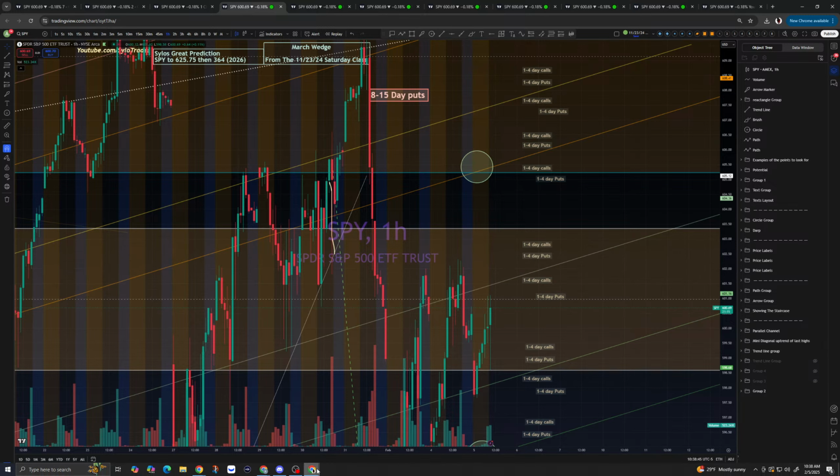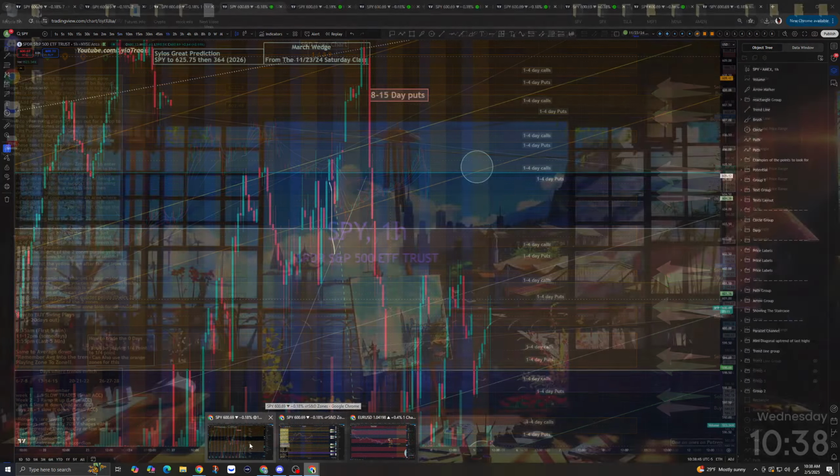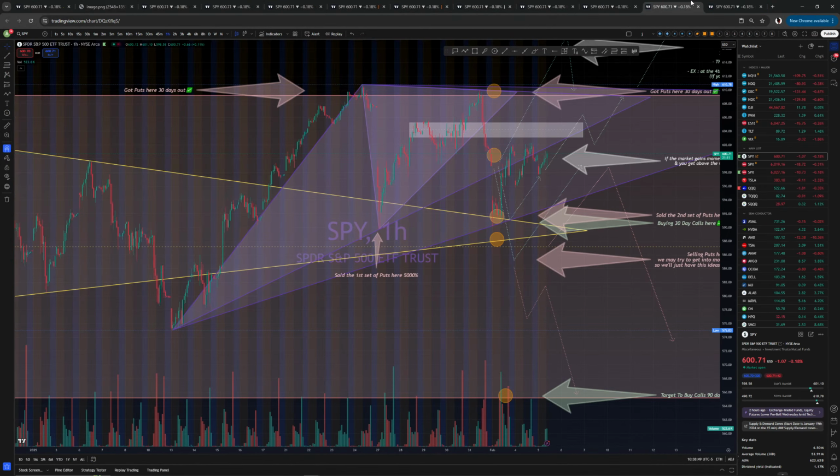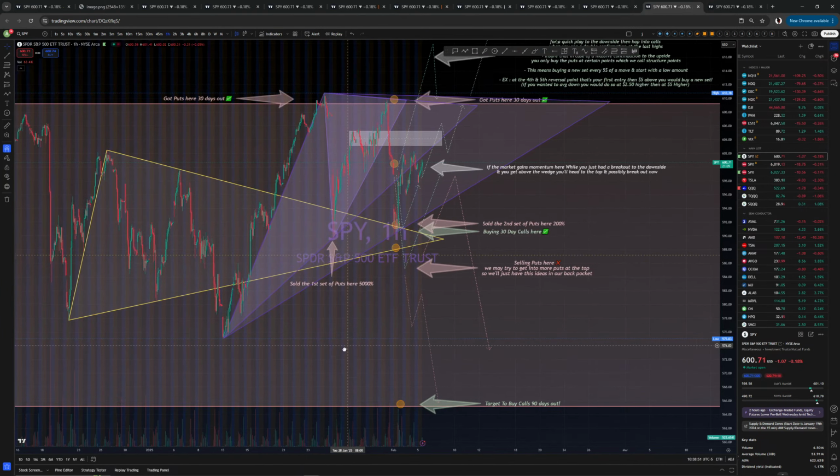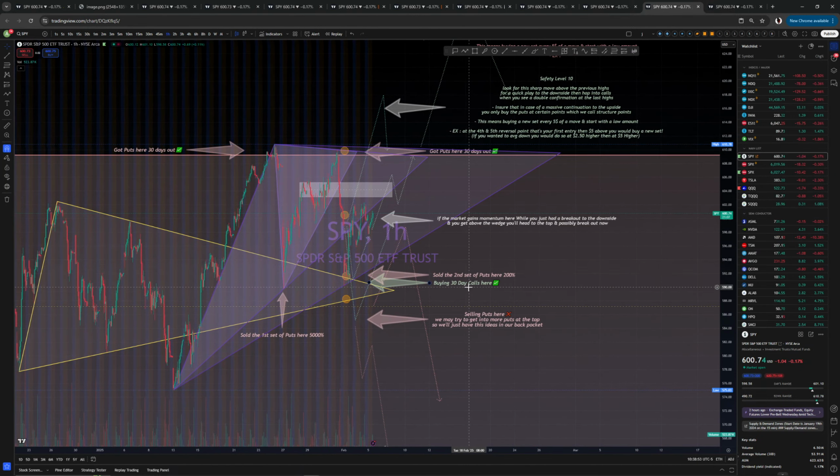How do I know that? Because if I go ahead and switch to my main chart here, and I go to the right side, and I zoom out right here, what does this note right here say? If you look at that, it says 30-day calls right here. And what did you do? You're currently $10 higher. What does it say up here? 30-day puts. How many times did you fall from the top?